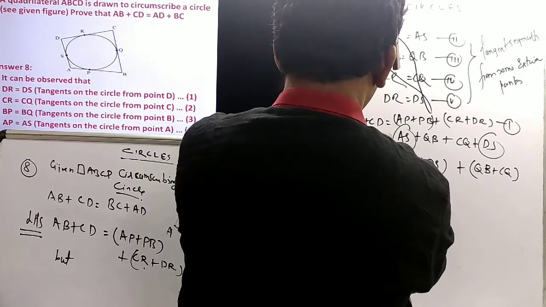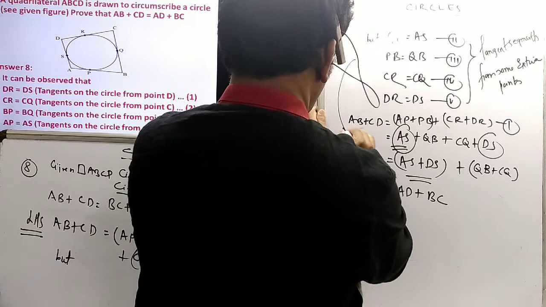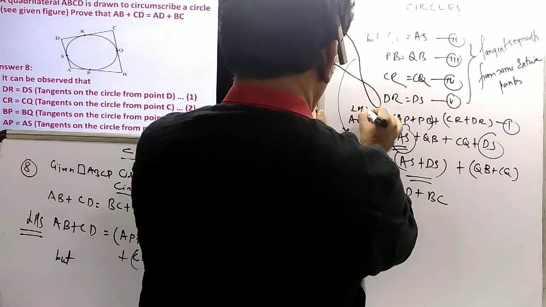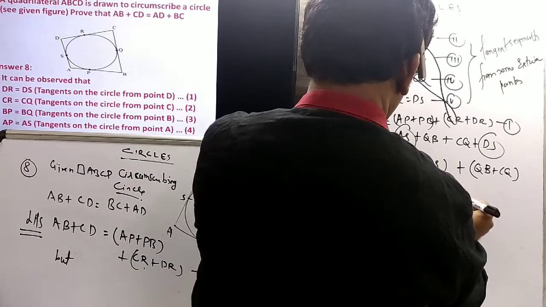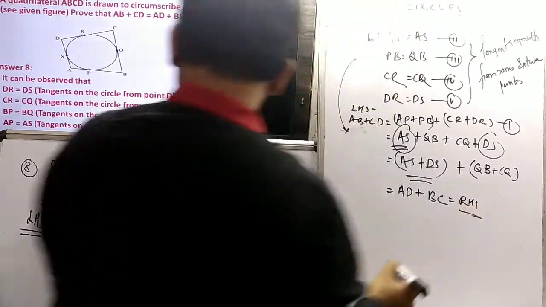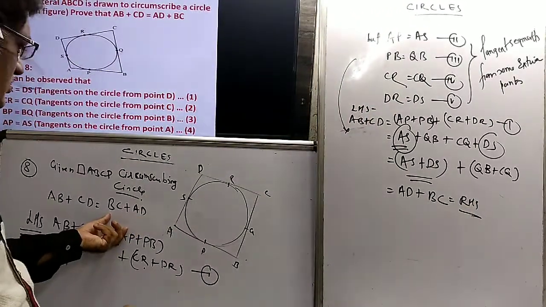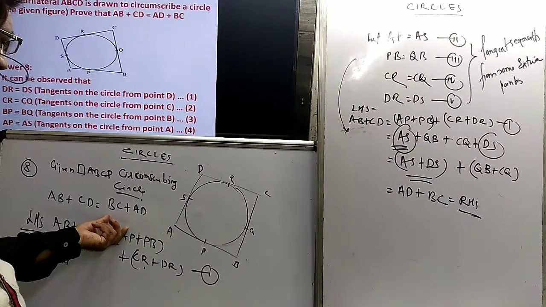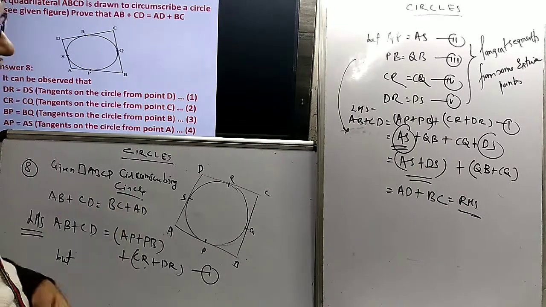So we started with the LHS and we reached the RHS, which is AD plus BC. So this is one of the ways to solve this problem.